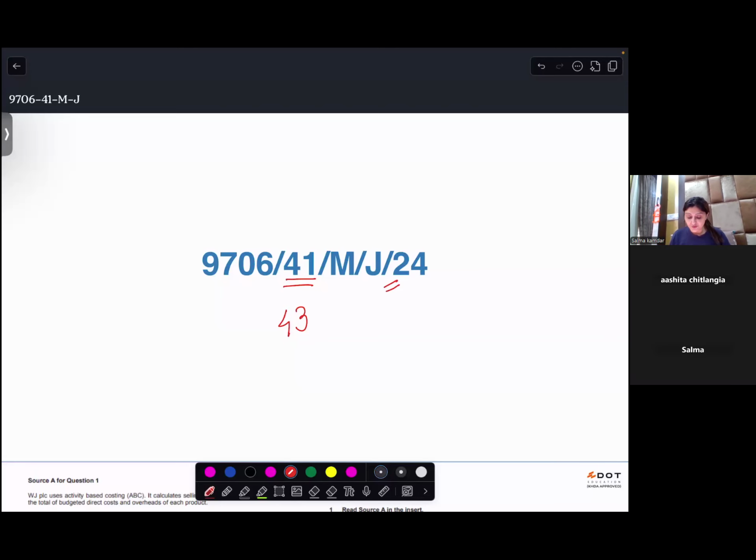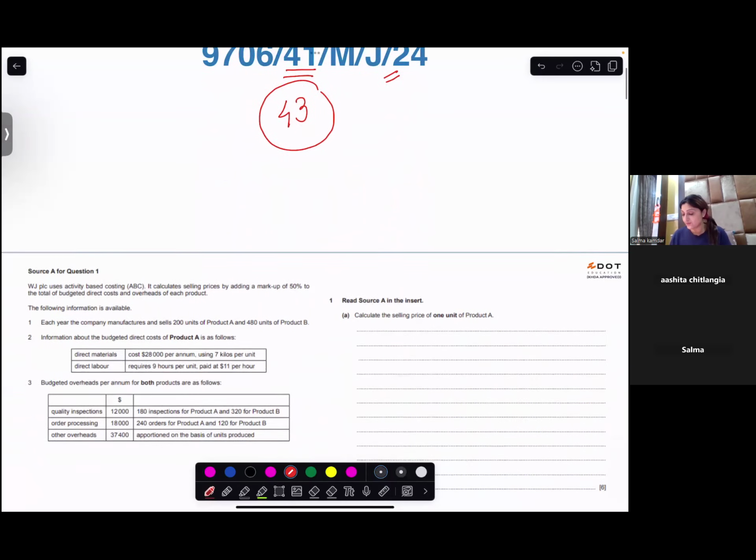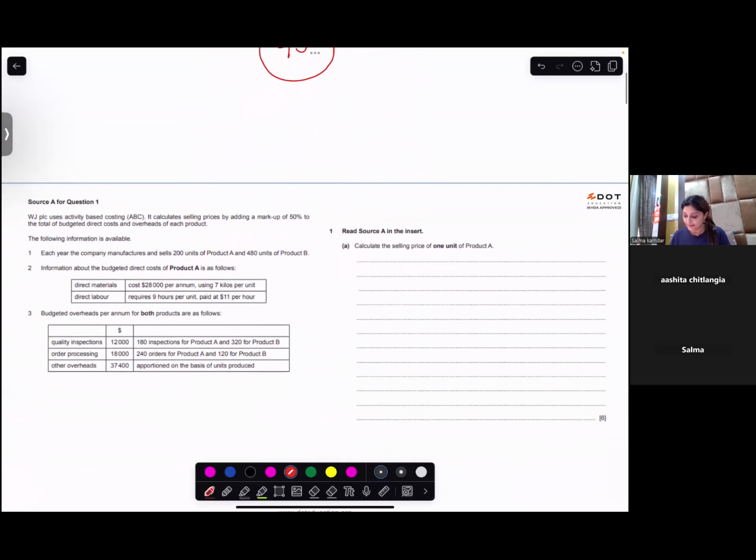We are doing May-June 2024, paper 41, accounts A level. This has also come in paper 43. Okay, so 41 and 43 are the same.